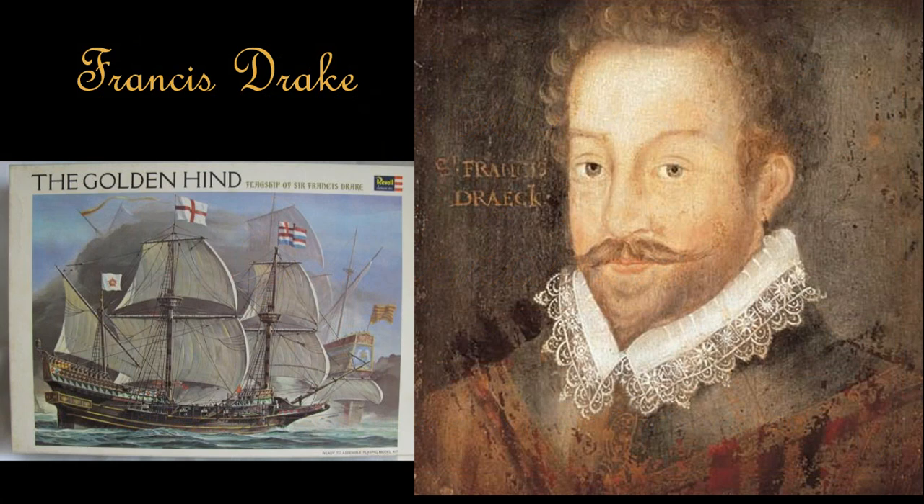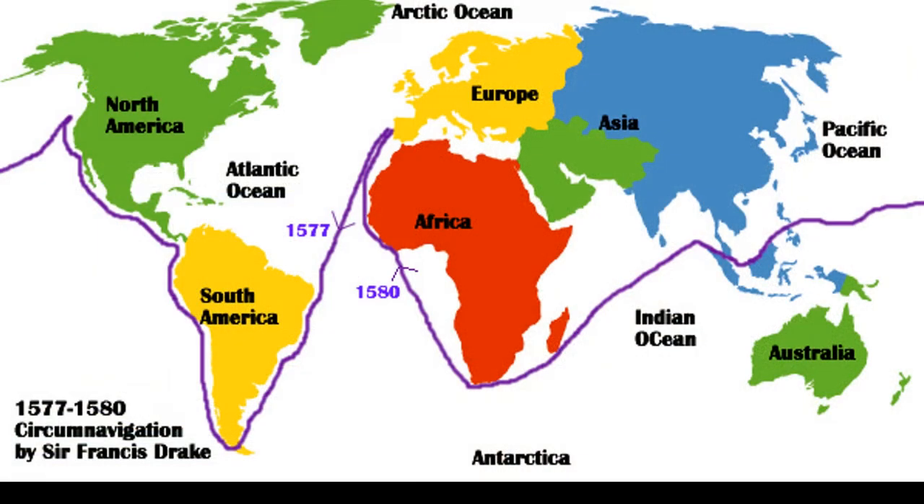So the famous ship of Francis Drake is called the Golden Hind, and so Elizabeth would send these guys out for exploration, looking for any kind of interesting materials, gold, riches, things like this. And Drake is going to be the first Englishman to circumnavigate the world. That means he's going to go all the way around. You can see he started here.